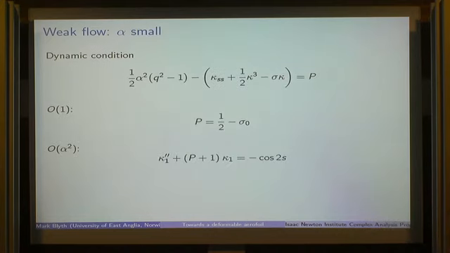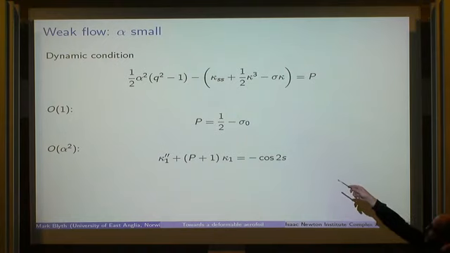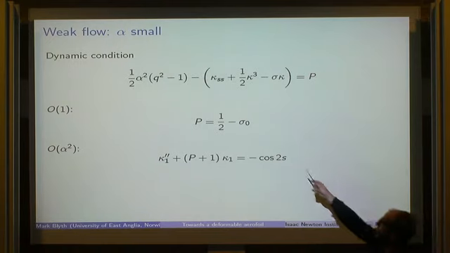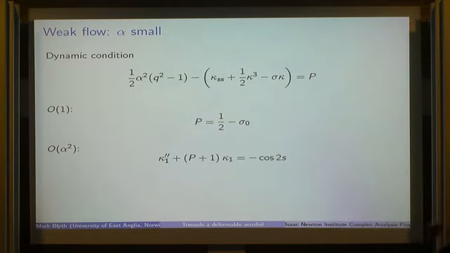expanding in a similar way. Substitute these in. At leading order, nothing particularly interesting happens. We just get a relation between capital P, that's the transmural pressure, and sigma naught. It's at first order alpha squared that the interesting thing happens. So we get this equation for the perturbation to the curvature. So this is the deformation from a circle under a weak flow. Capital P is the transmural pressure which we can choose.